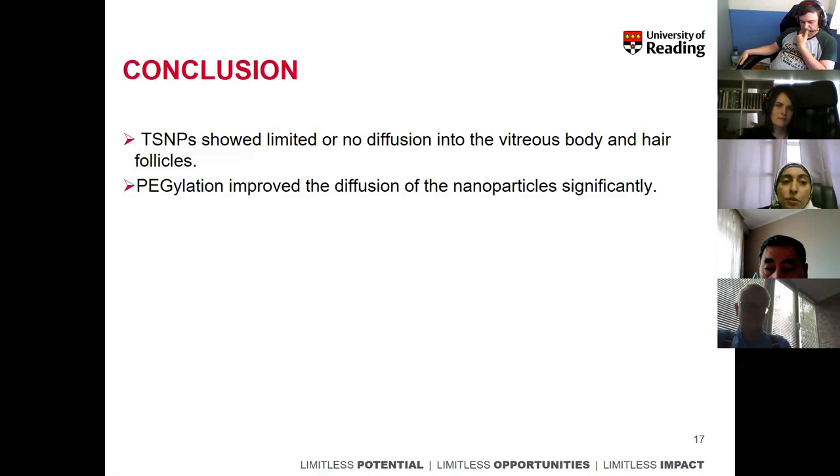Also, it was shown that pegylation improved the diffusion of the nanoparticles significantly, and the same was reported in previous research done by our group. The pegylated nanoparticles showed improved diffusion into the eye, through the cornea, and also in the bladder. Although pegylation decreased the mucoadhesion, it improved the diffusion.